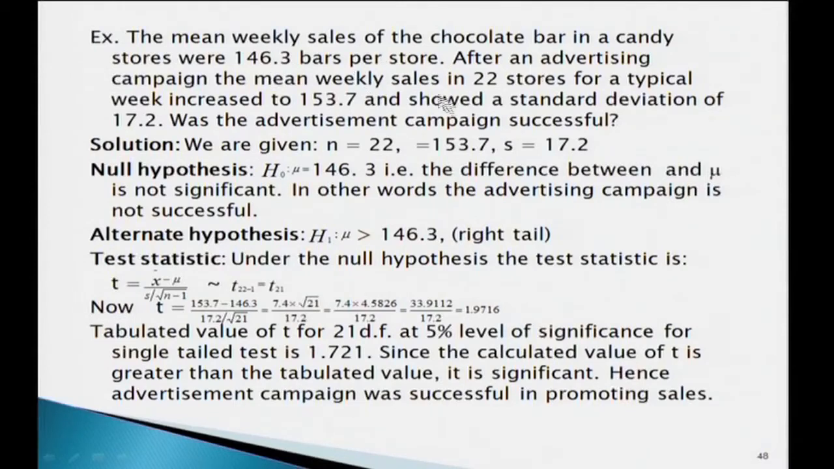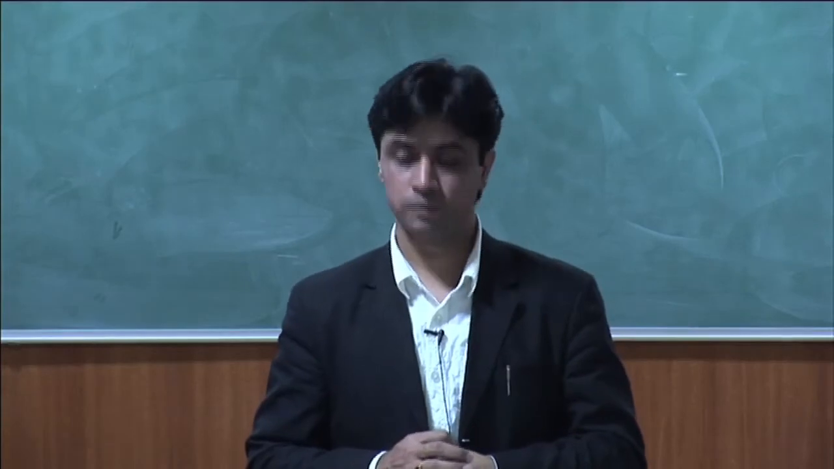After an advertisement campaign, mean weekly sales in 22 stores for a typical week increased to 153.7 and showed a standard deviation of 17.2. Again, it is a similar situation like the previous question. N here is 22, n is less than 30, it is a small sample test, and information is given about a single sample, not the population. So, we have to apply single sample mean test for small samples.